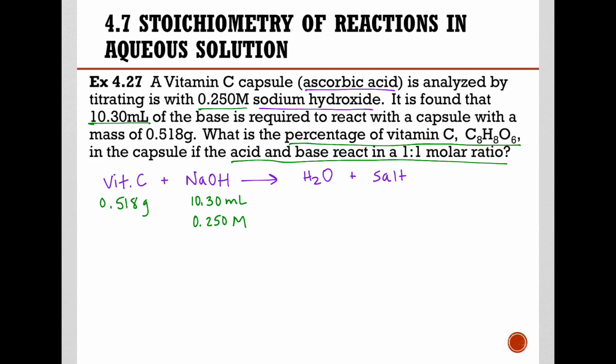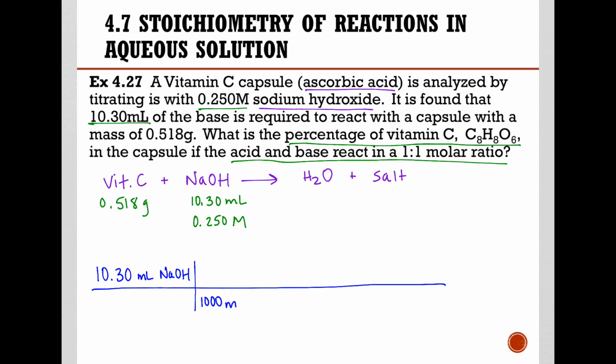So to start, again, remember that you could use the molarity formula if you would rather here, but our dimensional analysis will allow us to do this all at once, which is always handy. Okay, so we're going to start with our 10.3 milliliters of NaOH. We'll use our conversion from milliliters to liters. 1,000 milliliters is 1 liter. Then we'll use our molarity as a conversion factor, so 0.250 moles of NaOH per 1 liter of solution.